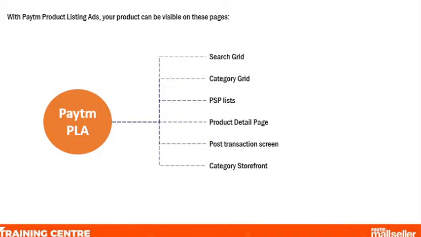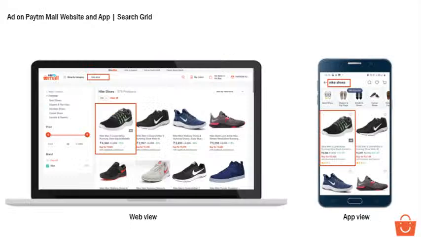Now, let's discuss in detail the benefits of Paytm product listing ads. Paytm product listing ads are one of the best tools to promote your product that can help you get noticed in the crowd. It helps in increasing the visibility of your product in organic listing, meaning your product will be on the top of searches.